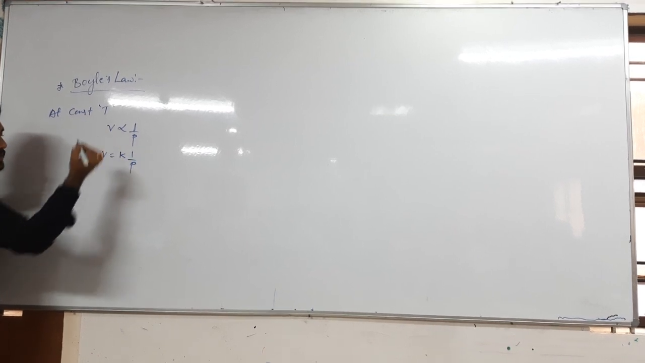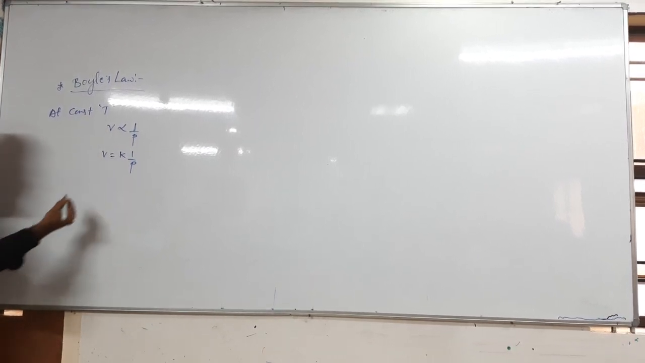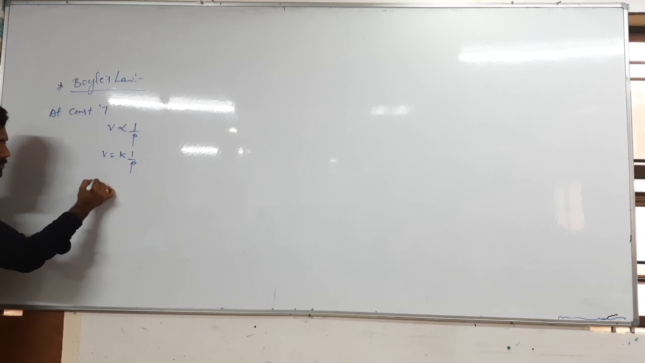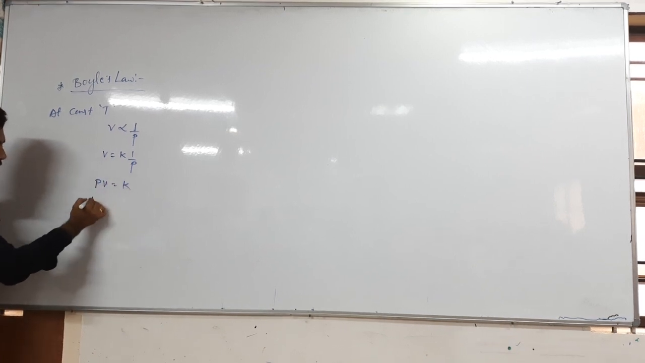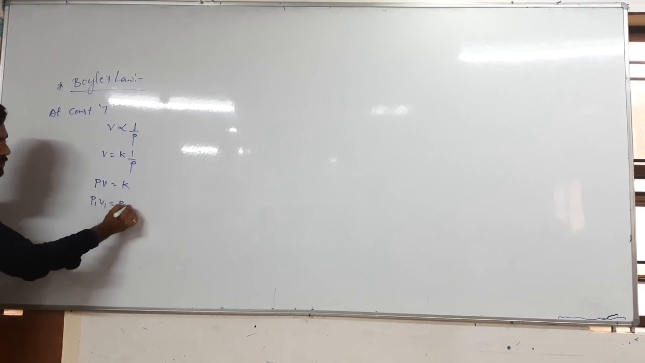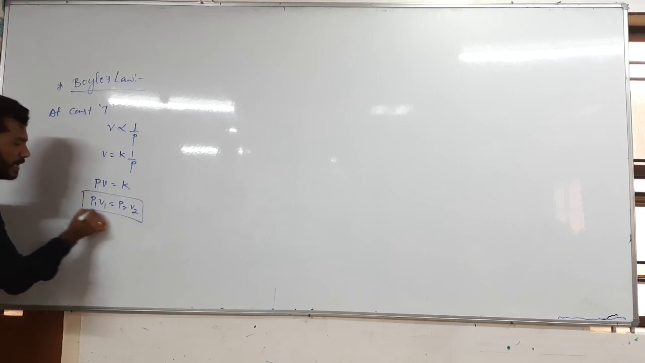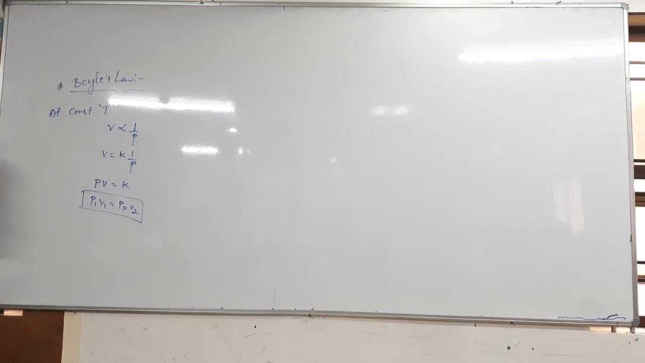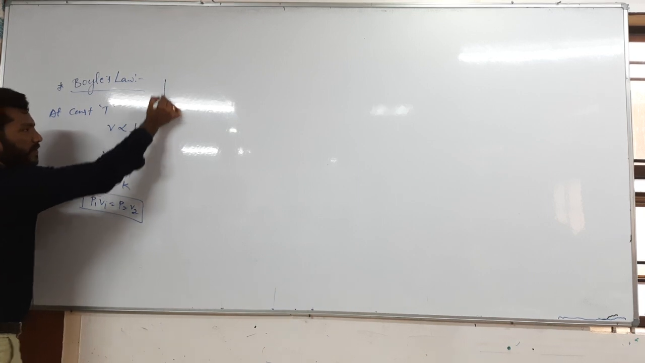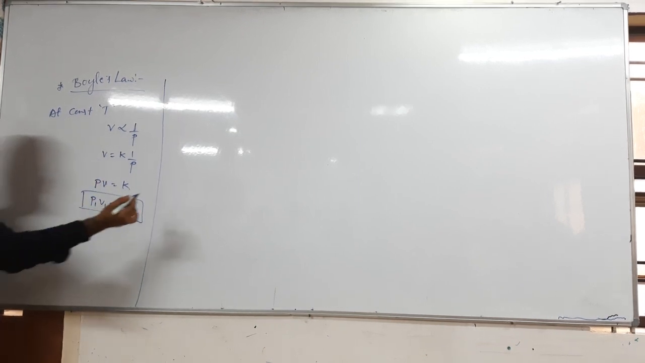So V equals K into 1 by P. So PV equals K, or P1 V1 equals P2 V2. This is the equation corresponding to Boyle's law, right? So that we had discussed in the last session. And we can see that there is a graphical representation in that.